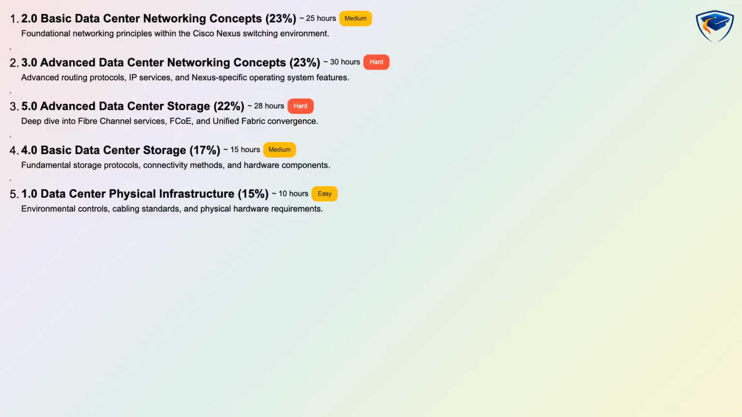Domain 2.0 Basic Data Center Networking Concepts is 23%. Domain 3.0 Advanced Data Center Networking Concepts is 23%. Domain 5.0 Advanced Data Center Storage is 22%. Domain 4.0 Basic Data Center Storage is 17%, and Domain 1.0 Data Center Physical Infrastructure is 15%. Each domain lists difficulty, estimated learning hours, and the assessment type so you can plan hands-on practice and conceptual study time.